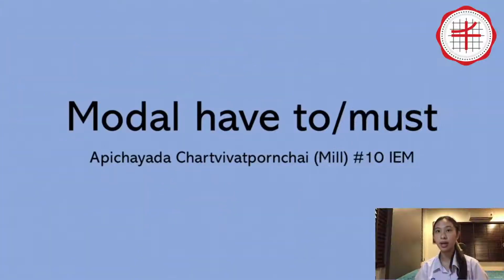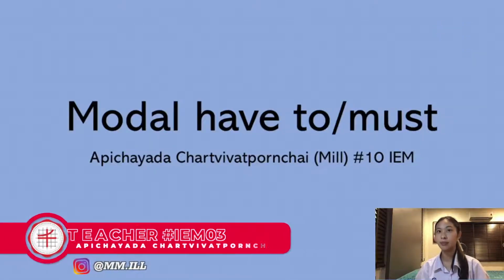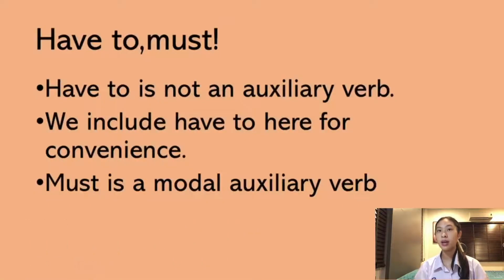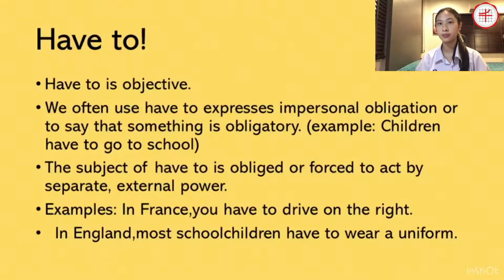In this lesson, we look at have to, must, and must not, followed by an exercise to check your understanding. First of all, have to is not an auxiliary verb. It uses the verb have as a main verb. We include have to here for convenience. And must is a modal auxiliary verb.